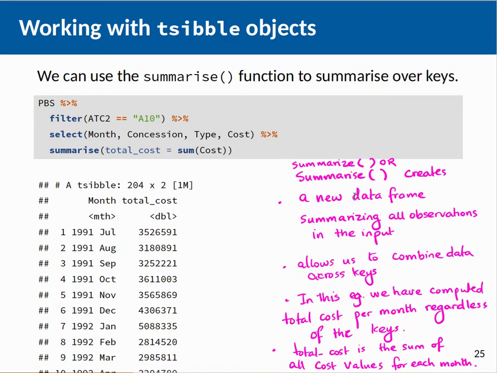Summarize is an operation on whatever you're calling. So you're saying, well, sum the cost, and before that you've done all of these operations. It allows us to combine data across keys. In this example, we wanted to compute the total cost per month regardless of the keys. So we're saying, what is the total cost? And it gives us the total cost for each month. Notice that you have 1991 July, then 1991 August. If this is what you wanted to get to, these are the steps you would follow.